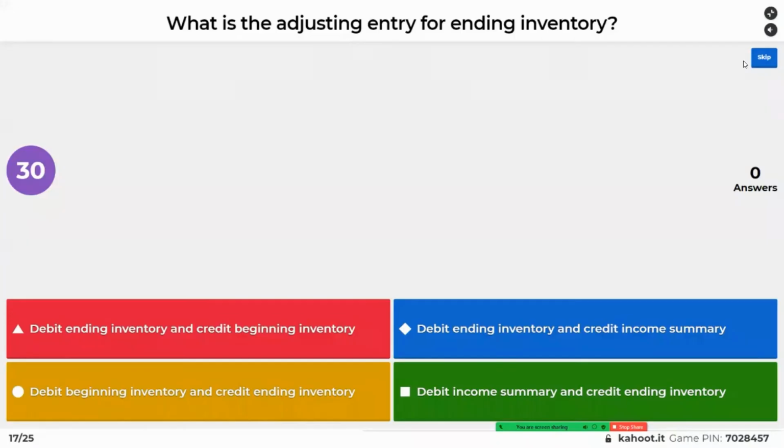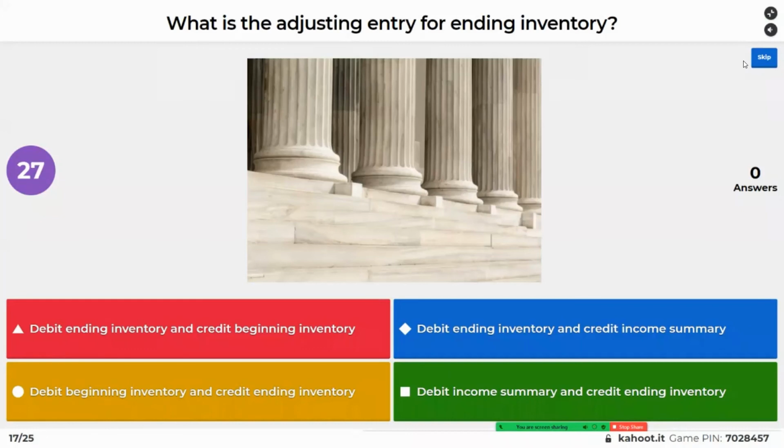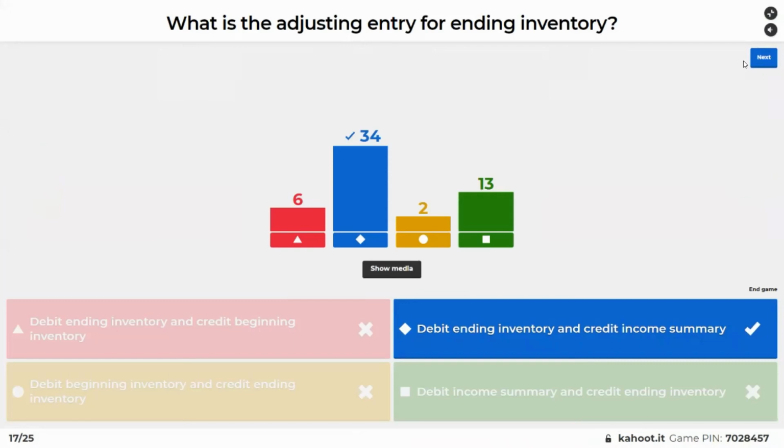Ito na, yung pinag-usapan natin kanina. What is the adjusting entry for ending inventory? Okay, so the correct answer is that it's a debit to ending inventory and a credit to income summary.